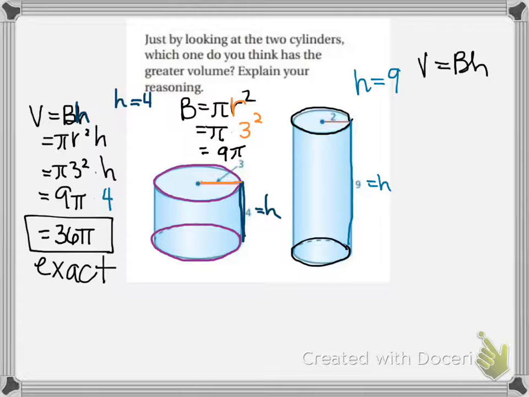Now, do you remember how to find the B? Remember how to find the base. The base is pi r squared. And then one more time, let's find that r. That r is the radius.